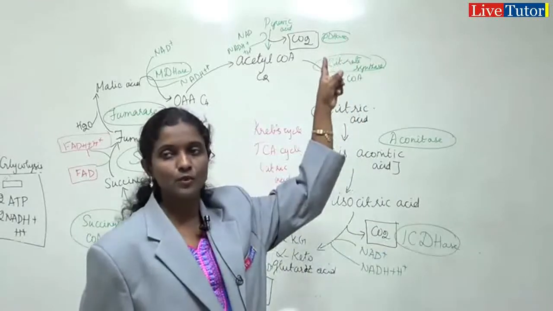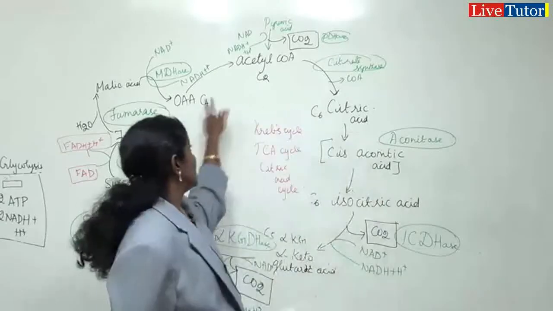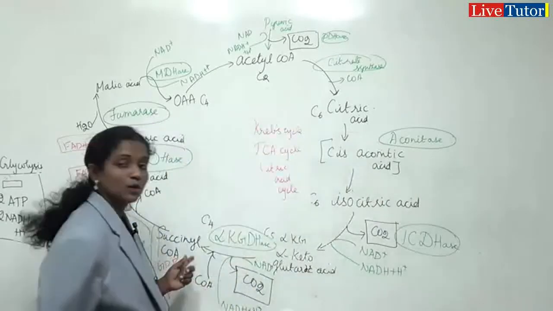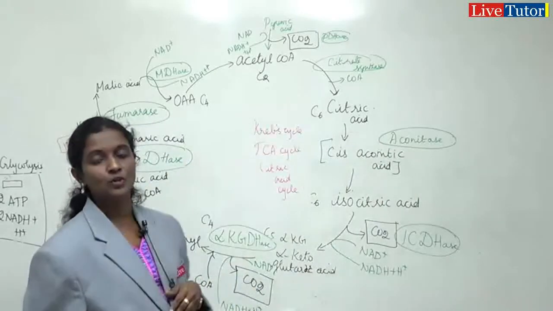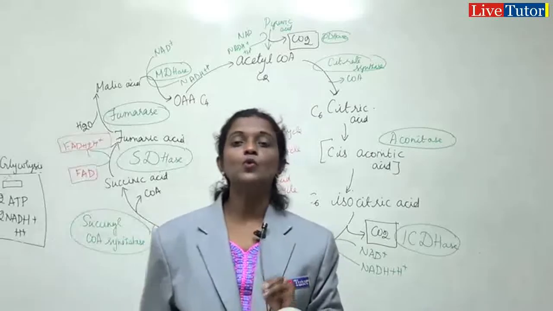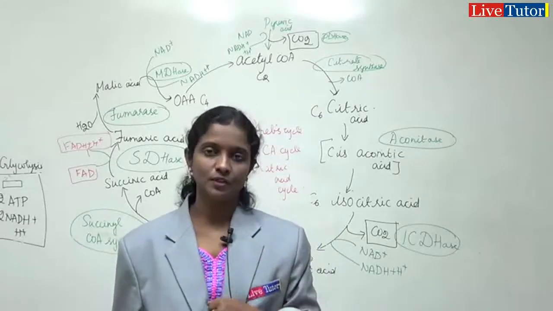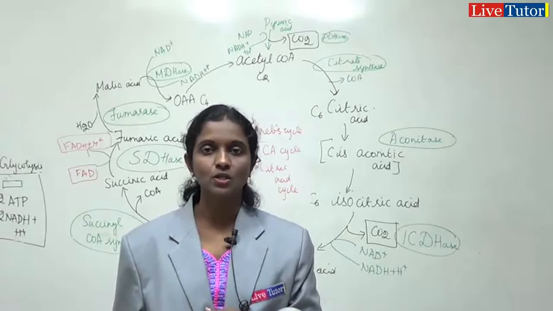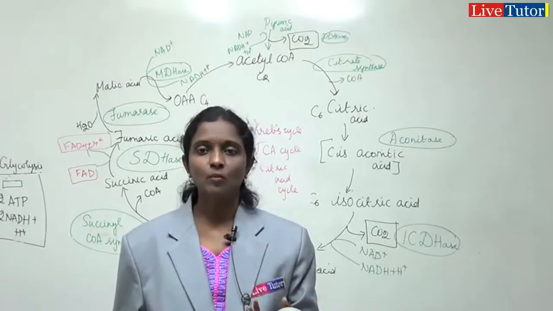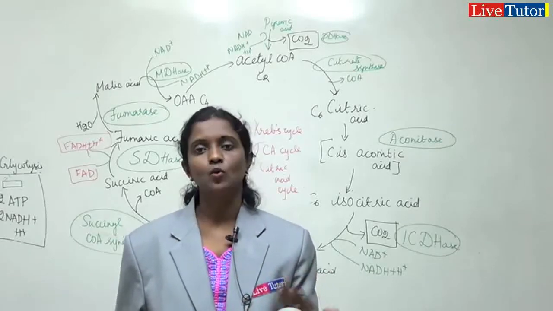In that first step also we said CoA added, CoA subsequently got removed. Same here, CoA got added, so CoA got removed. So addition of coenzyme A promotes metabolism, promotes burning of sugars or burning of any compound. That is why CoA gets added and then CoA gets removed.